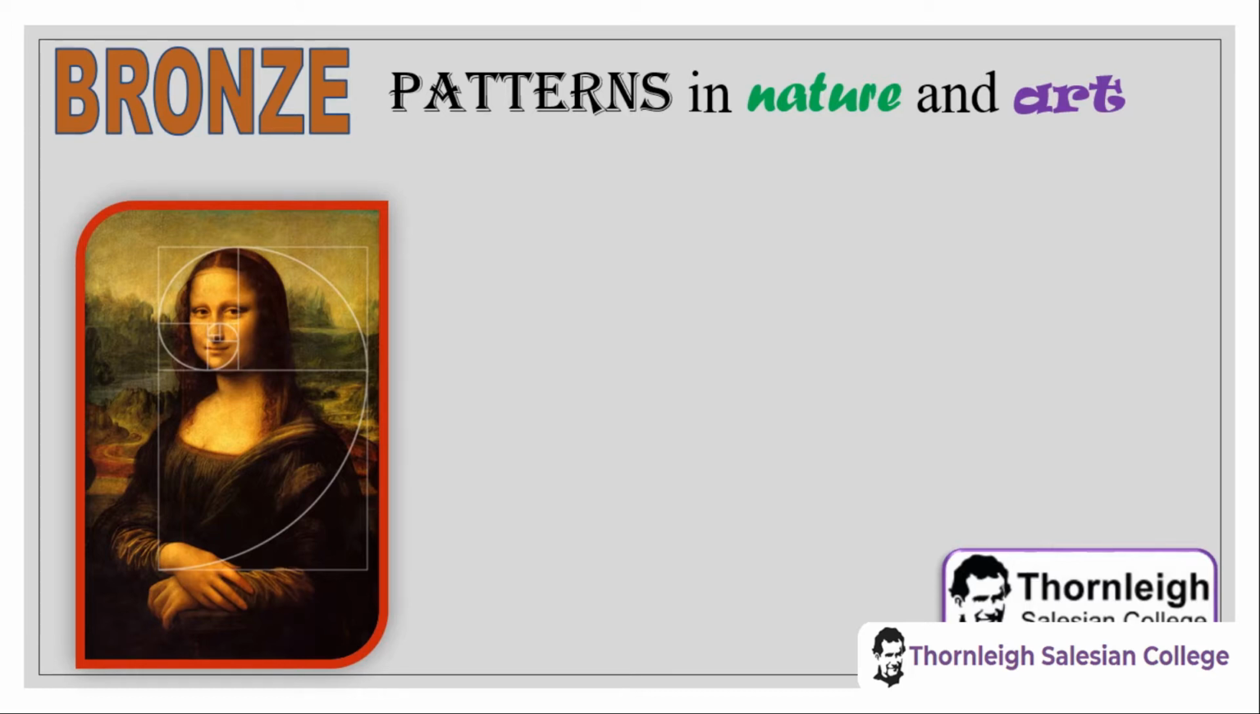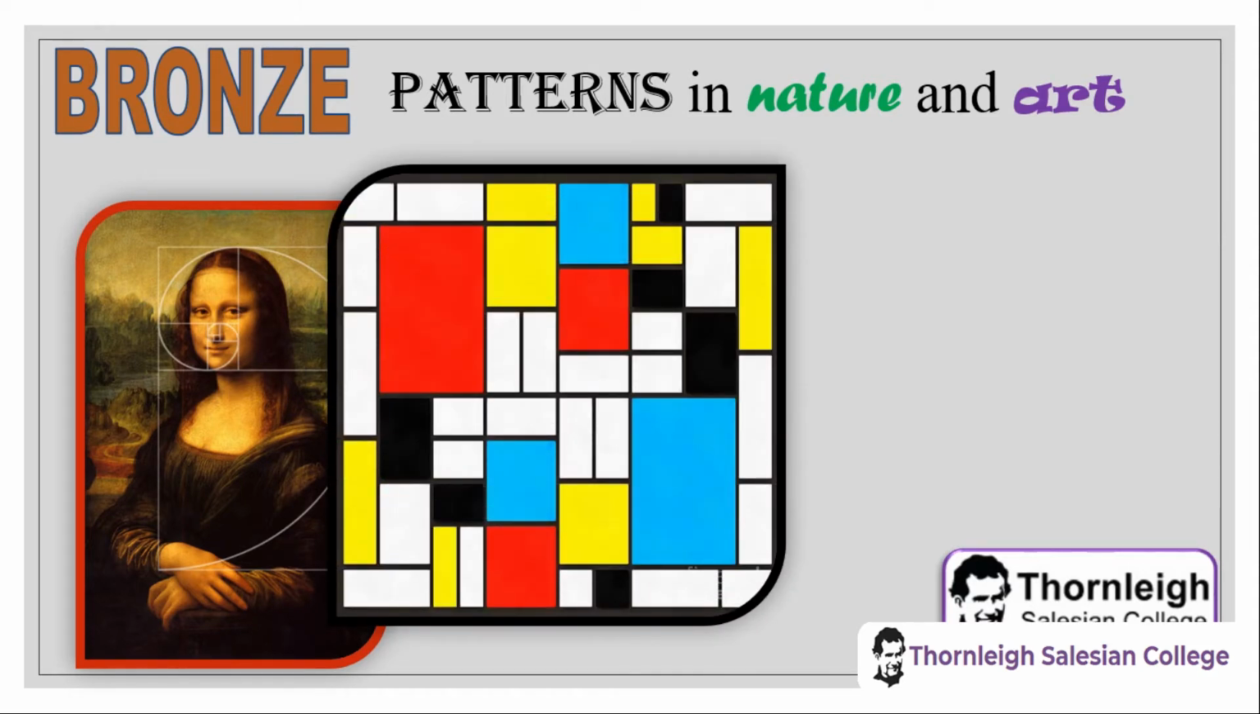When Leonardo da Vinci painted the world-famous Mona Lisa painting, he used the golden spiral taken from the golden ratio to set out the proportions of the portrait to make it both mathematically and aesthetically perfect. Other famous artists use patterns in art, such as the Dutch abstract artist Piet Mondrian, who painted using perfect rectangles which are in the form of the golden ratio.